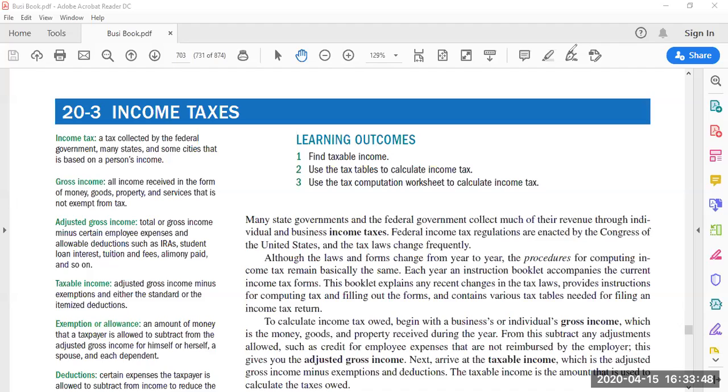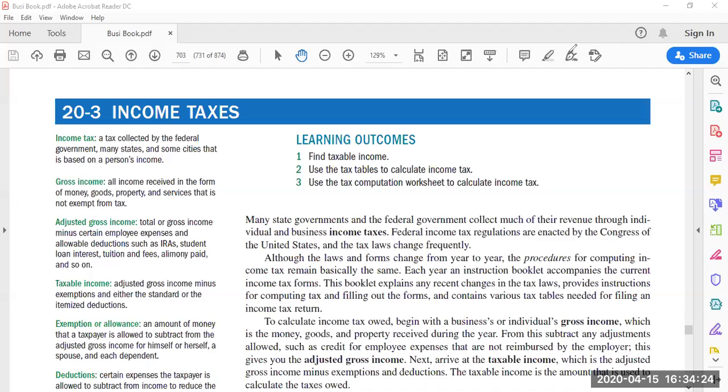When you are going through your income tax return, they will take your gross income, all of the sources of income that come to you, and then from that, they will subtract certain expenses and allowable deductions, such as individual retirement accounts, if you have student loan interest, maybe tuition and fees, alimony payments that you paid out, and so on.